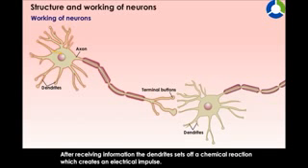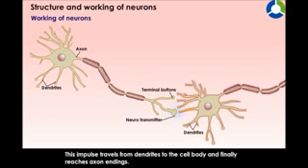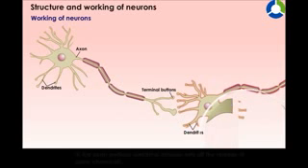After receiving information, the dendrites set off a chemical reaction which creates an electrical impulse. This electrical impulse acts as the message for the next neuron. This impulse travels from dendrites to the cell body and finally reaches the axon endings.